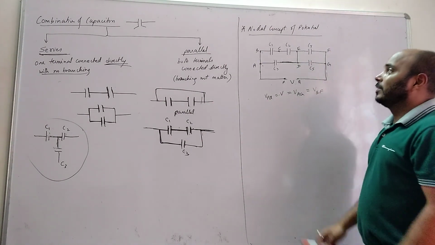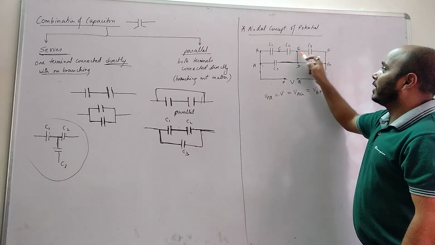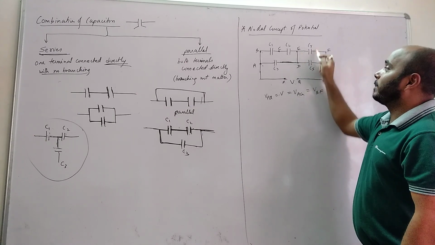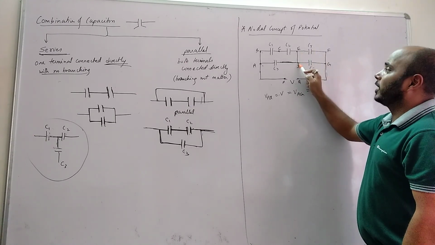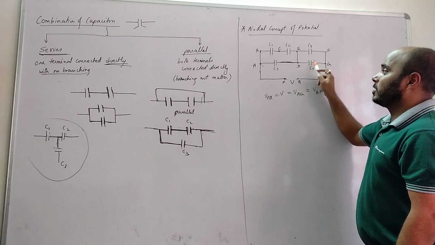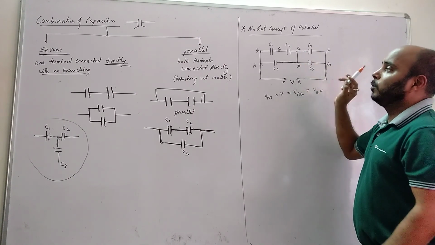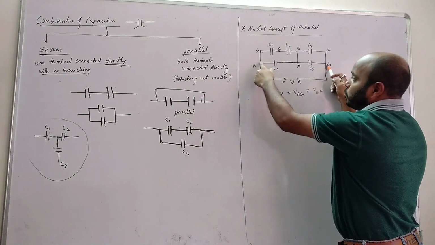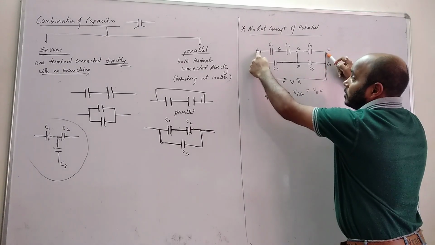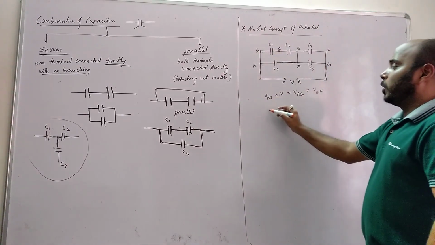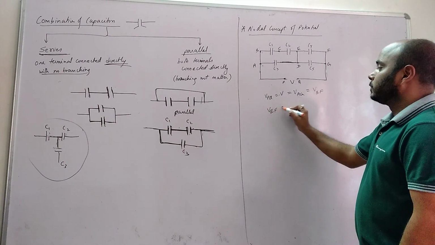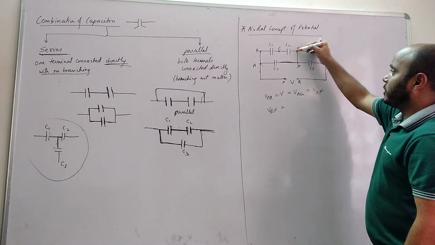But F is not directly connected with E. बीच में क्या आ गया? कैपेसिटर आ गया. G is not directly connected with D. बीच में क्या आ गया? कैपेसिटर आ गया. तो अब मैं equal नहीं बोल सकता हूँ. That means this potential is not equal to the potential across this. Now similarly, the potential across EF.